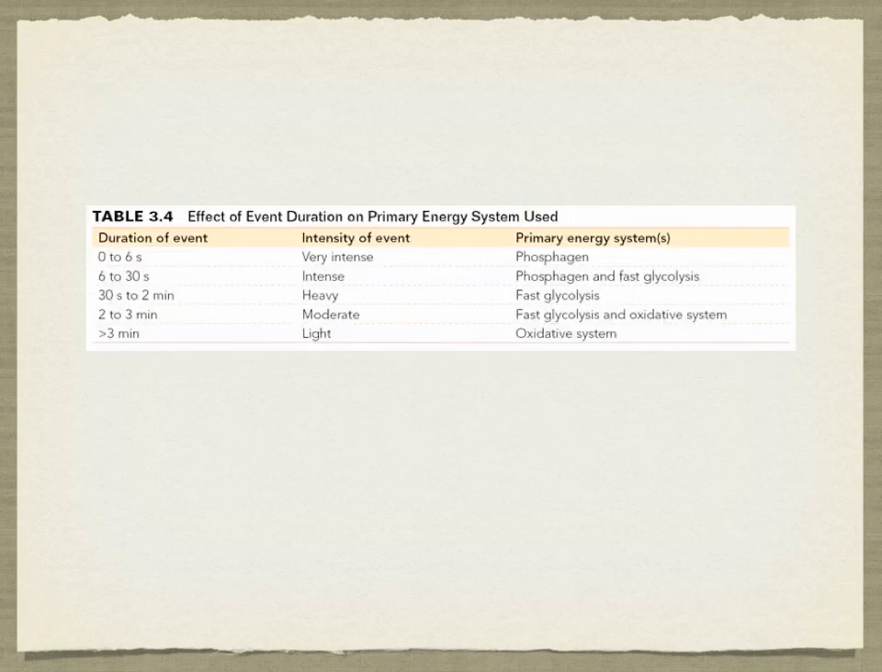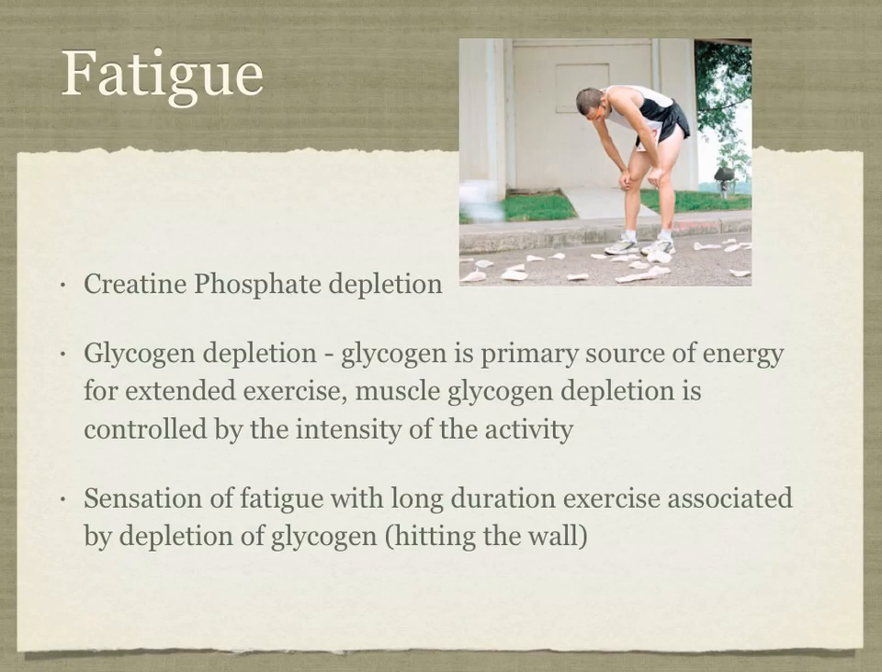And this also gives you some idea of the dominant energy system at different points in time. And why some athletes experience fatigue: they can deplete their creatine phosphate, and so they can't quickly synthesize ATP, or they might have depleted their muscle glycogen. And even if you're exercising aerobically and using your glycogen, you can deplete your muscle glycogen stores with higher intensity effort.